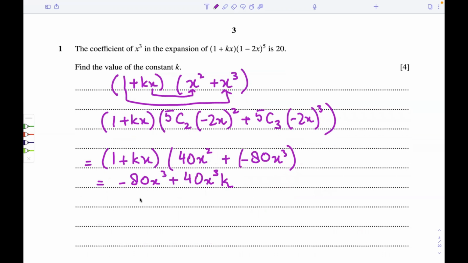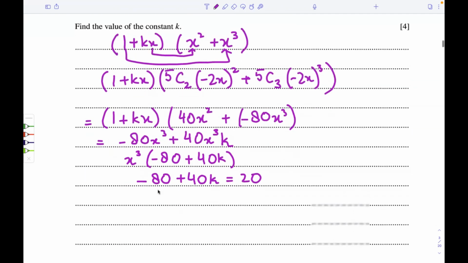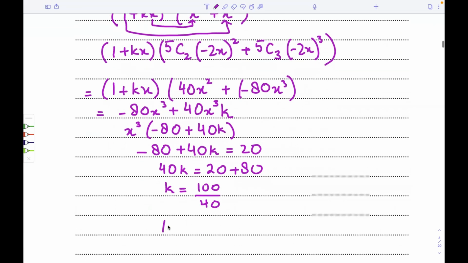Now we know that the coefficient of x cubed can be written as −80 + 40k, and this equals 20. So −80 + 40k = 20. Solving this, we get 40k = 20 + 80, which is 100. So k = 100/40. Simplifying this, we get k = 5/2.